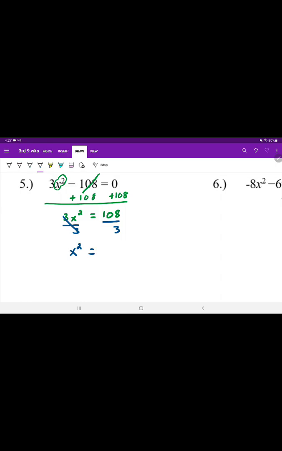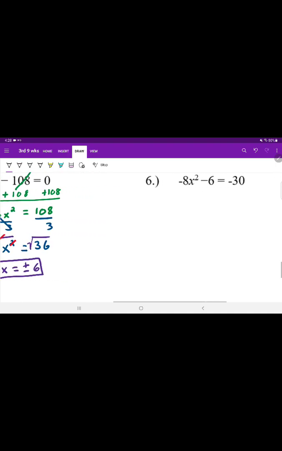So 108 divided by 3 will give us, put in my calculator here, 36. Oh, it's going to be nice and easy. Then of course what we're going to do is take the square root of both sides. Again, the power of 2 cancels out the square root, and we're going to be left with x. Square root of 36 is plus or minus 6. Pretty easy.